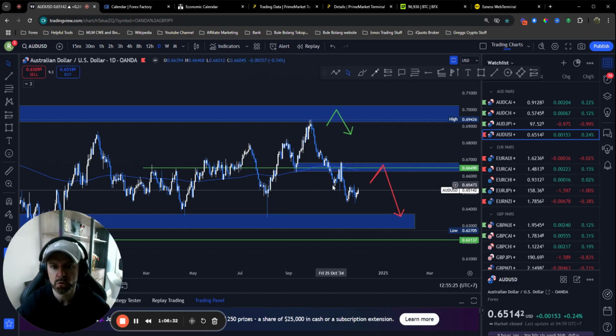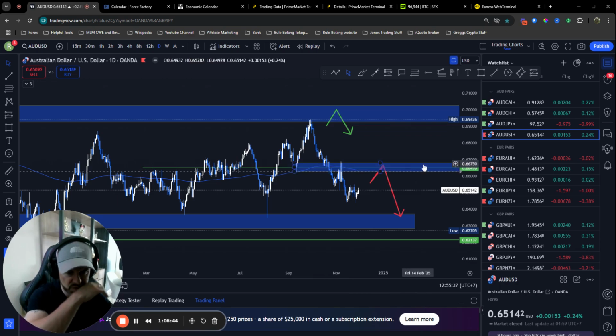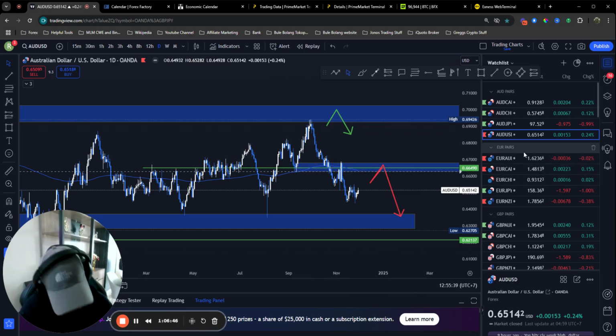Previous support, once broken, becomes the new resistance. Boom, it breaks away, comes back up, retest, reject, melts. This is my entry. I'm just going to put it there we go. So, sells is AUD. What else we got?